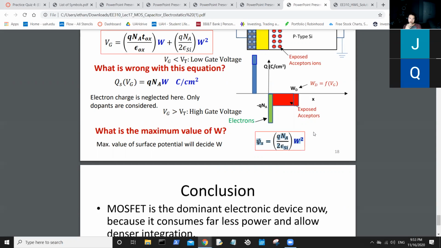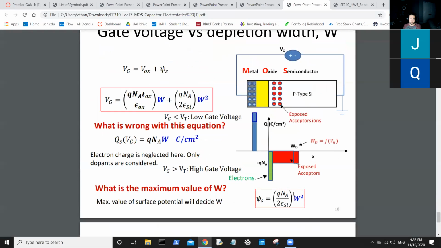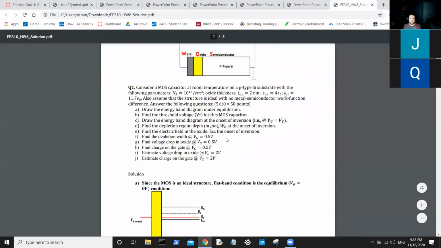Where the value of ESI is. So this is the first important equation that we're going to want. We can confirm that over here.